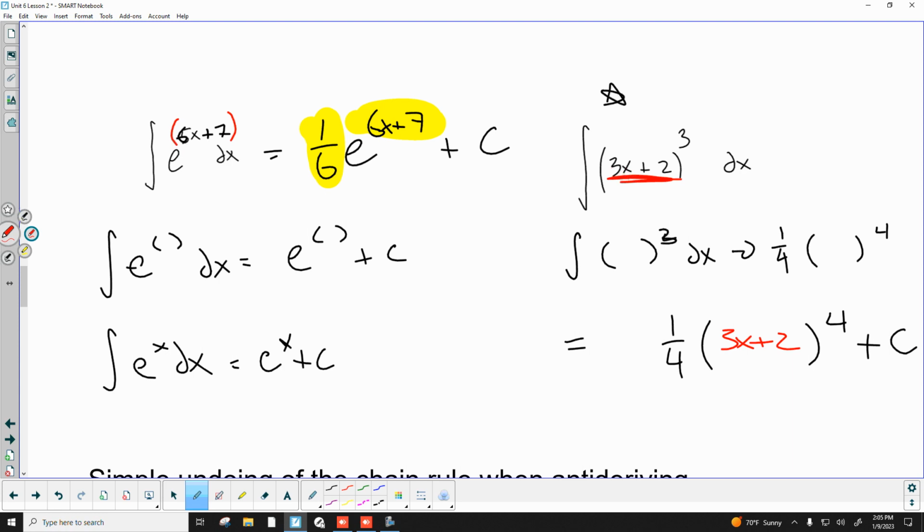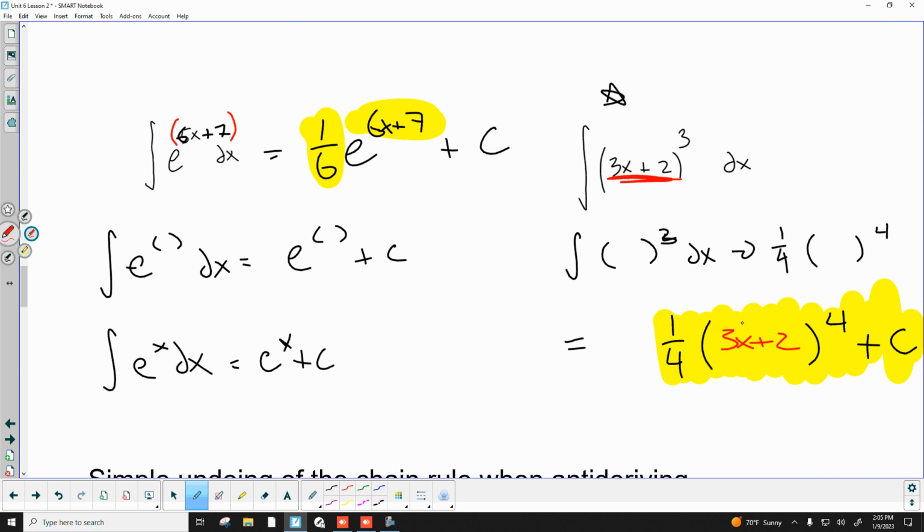But I think about the derivative of this answer. And when I take the derivative of this, I know I'm going to have the derivative of the 3x plus 2, which would give me a 3, which I don't want. I need to get rid of the 3. So the last step is to undo the derivative of the inside.